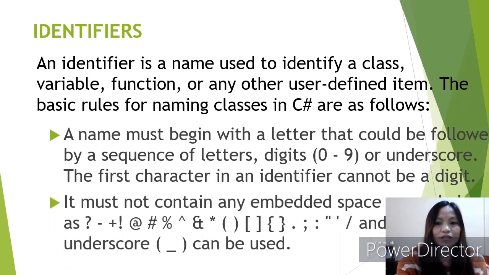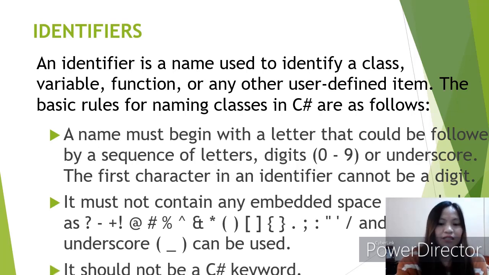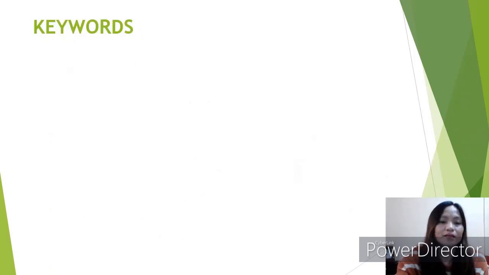Second, it should not contain the following. It's enumerated there. And it should not be a C# keyword. So these are the basic rules that you should remember about identifiers. User-defined, so it comes from you.